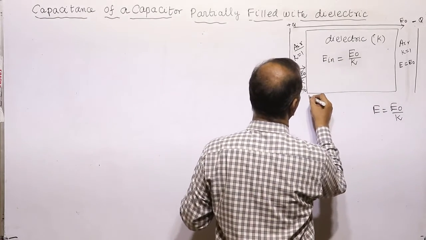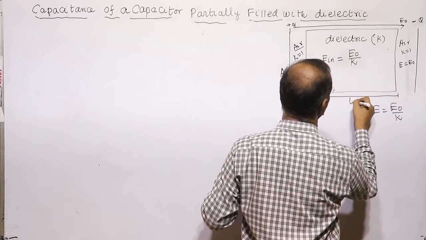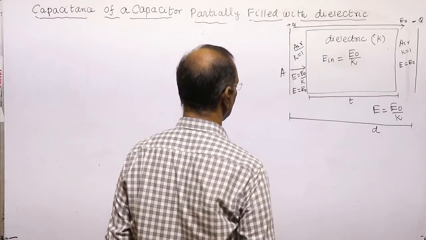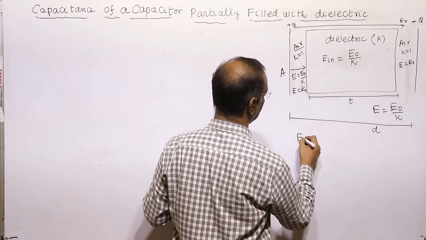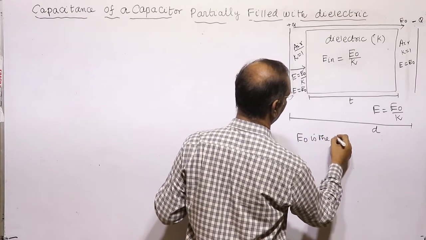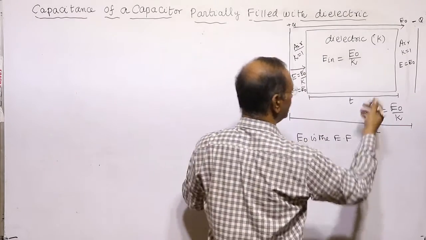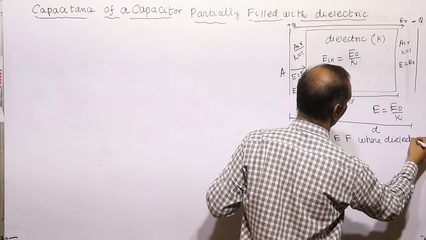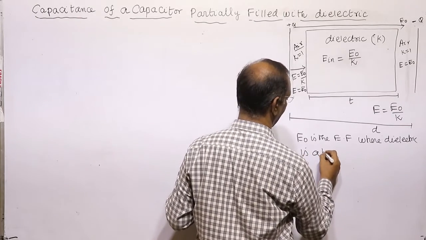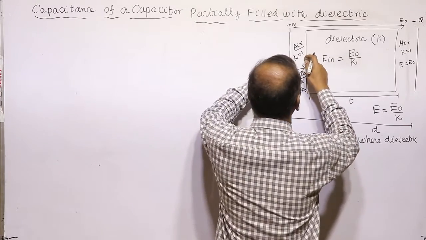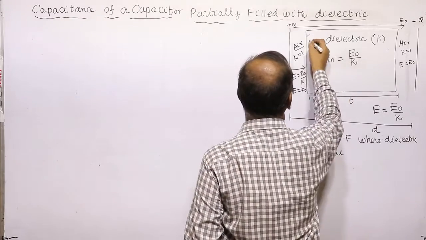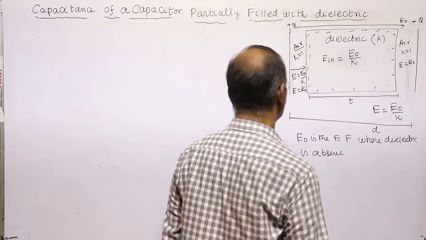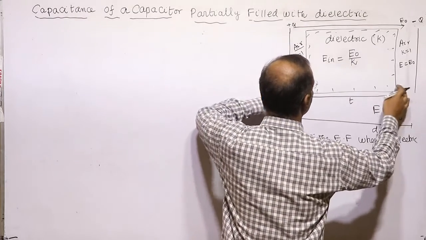And it is having a thickness of T. And this is having a thickness of D. Therefore, if E naught is the electric field between the plates where the dielectric is absent, because here the dielectric is absent, and here the dielectric is present, with the dielectric constant K. So what is this place? This is D, this is T.